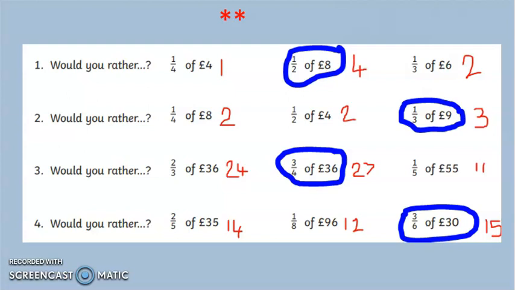Now I must apologise for these 2-star answers because I was supposed to write the pound sign before my answers, but I found it really tricky to use the electronic pen on the computer to draw a pound sign. So please forgive me for that, but hopefully your answers have got a pound sign in front of them.